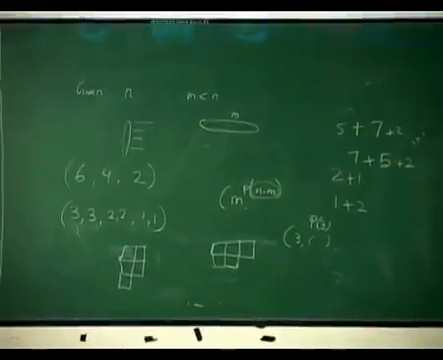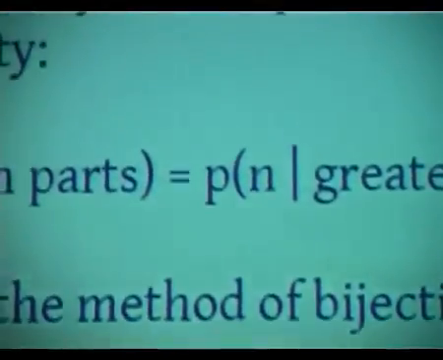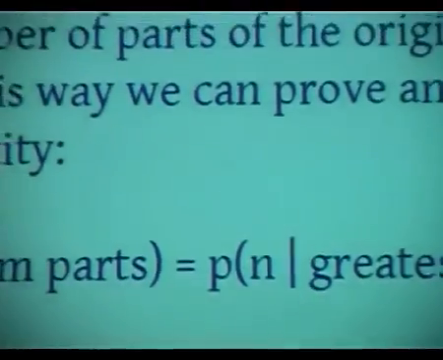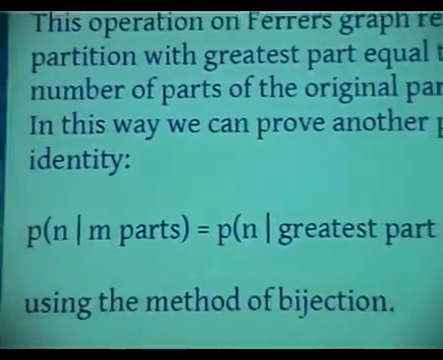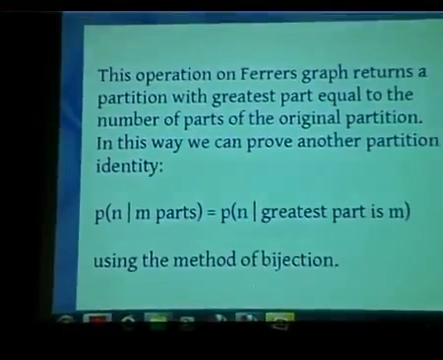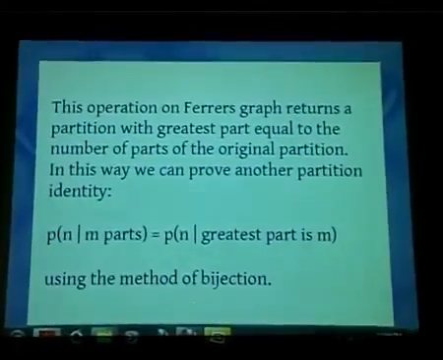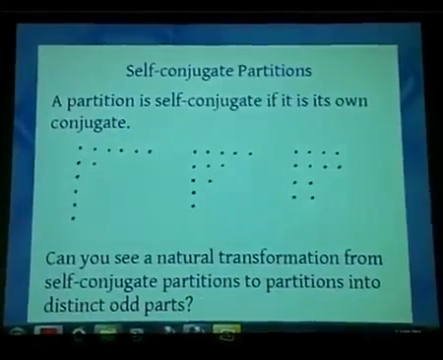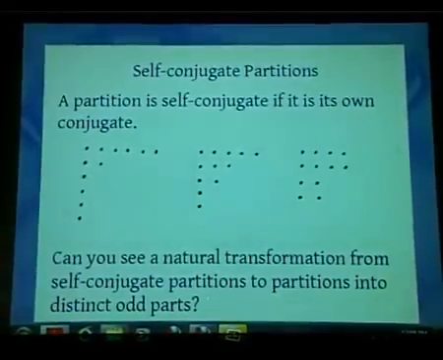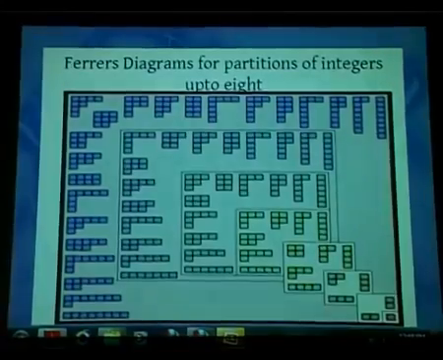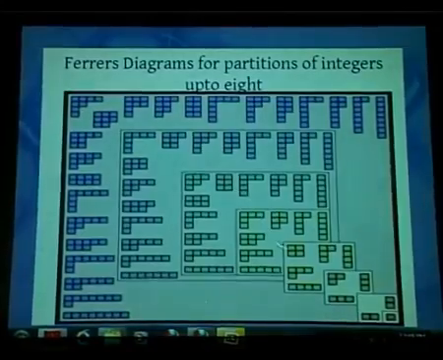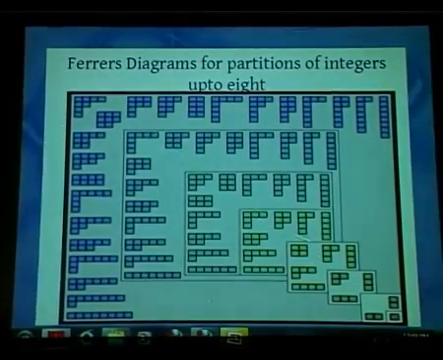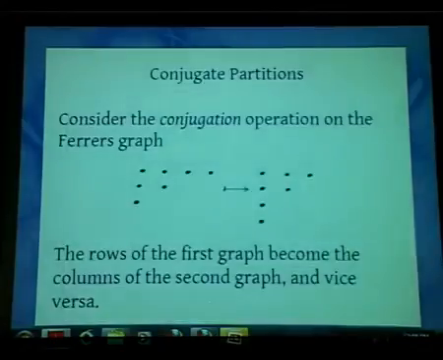So this conjugation, the operation of conjugation, is just a bijection. Previously we explicitly mentioned merging, splitting and so on, but now the operation on the Ferrers board gives you the bijection. Now, self-conjugate partitions. So we have a lot of self-conjugate partitions. Then what is the use of this?